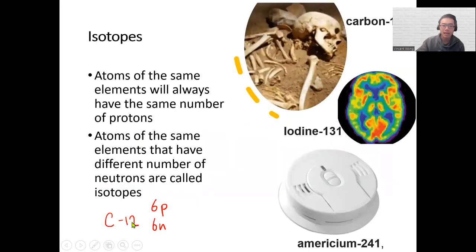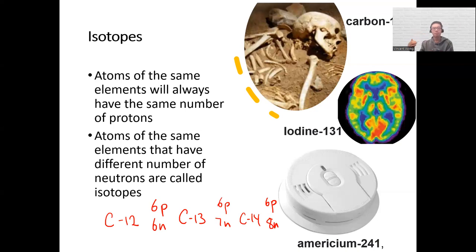So the number of protons does not change. Carbon 12 has 6 protons. All the carbons have 6 protons, but the number of neutrons might be different, right? Sometimes you might have an extra neutron, then it will become carbon 13, which has 6 protons. Protons don't change, but now there will be 7 neutrons. You can have carbon 14, which also has 6 protons, and now it will have 8 neutrons. You don't have to know how to calculate the number of neutrons. Your chemistry teacher will teach you that. My point is some atoms of the same kind of element are heavier than others. We call them isotopes, okay?